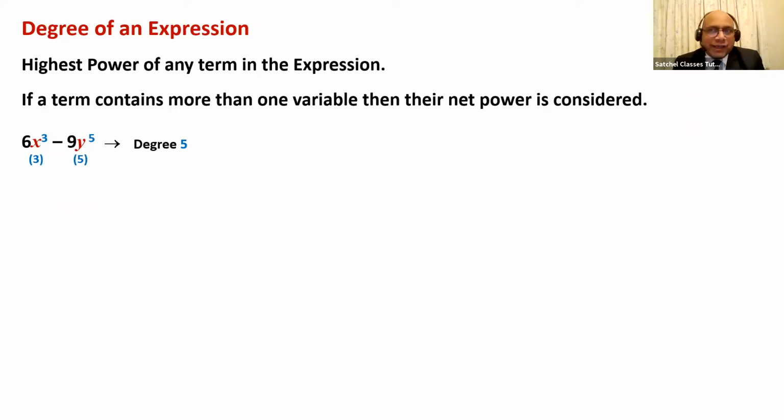Let's look at one more example. 2x squared y squared plus 3x cubed minus 7x. So this is a trinomial because it has three terms. The degree of the first term is 4 because x is raised to a power of 2 and y is raised to a power of 2. And because they are multiplied, the combined power is 4. Remember, if there is more than one variable, then their net power needs to be considered.